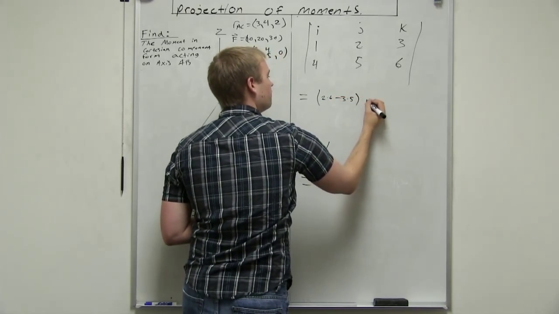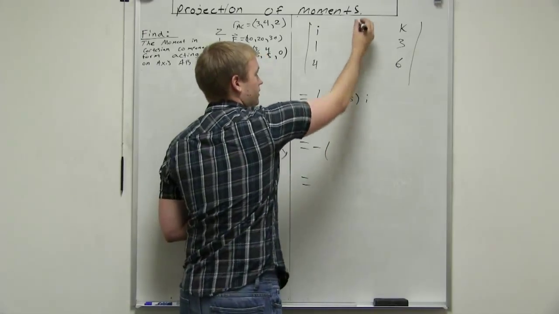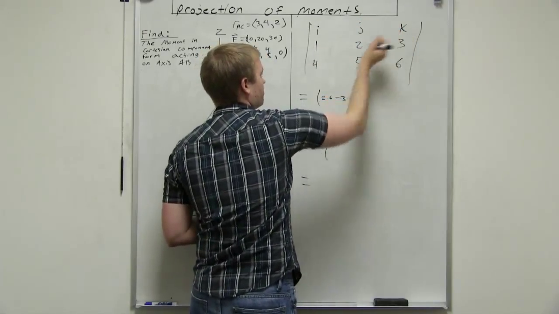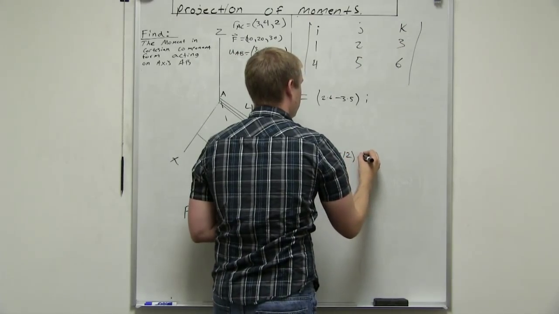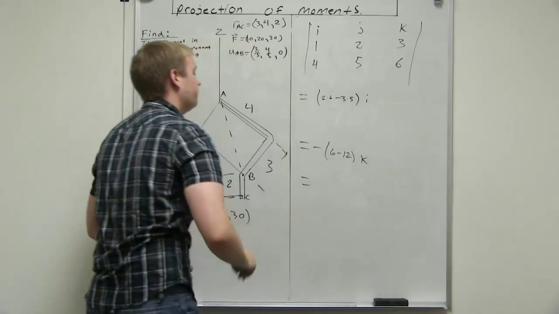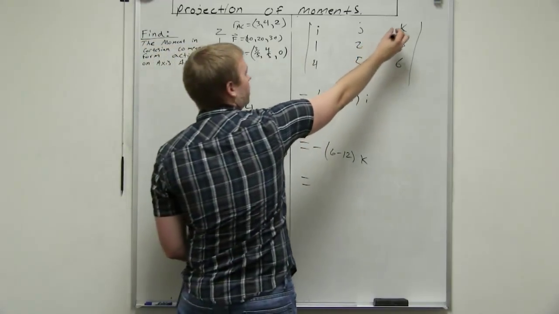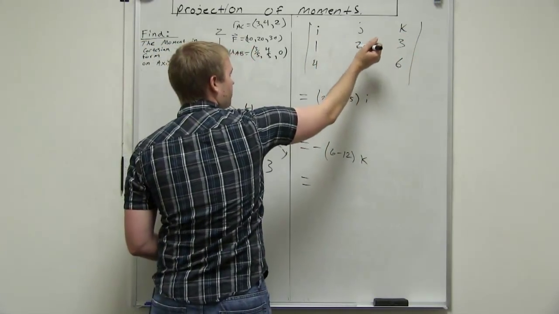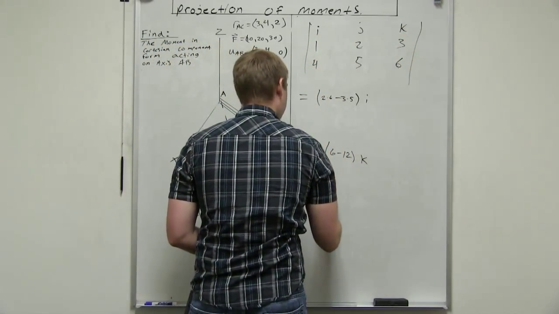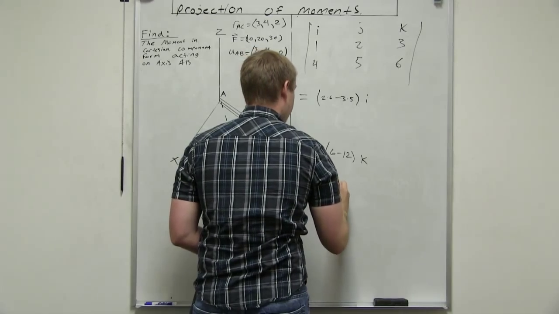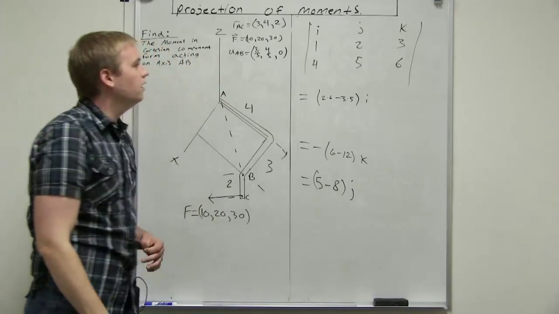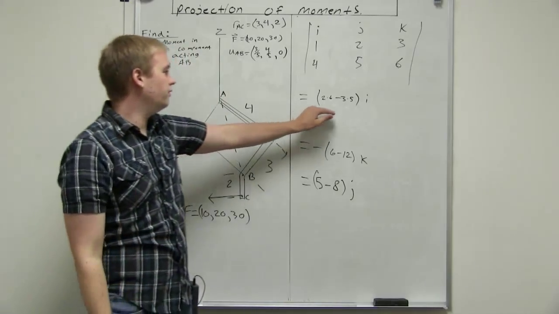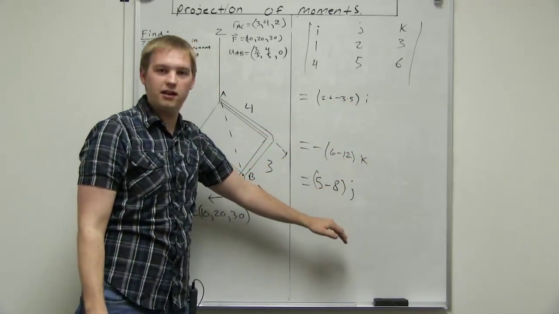Okay, and then over here we have the i. 1 times 6 minus 3 times 4, so 6 minus 12. And that's going to be k. And then cross out the last line, 1 times 5 minus 2 times 4 is 5 minus 8. And that's j.